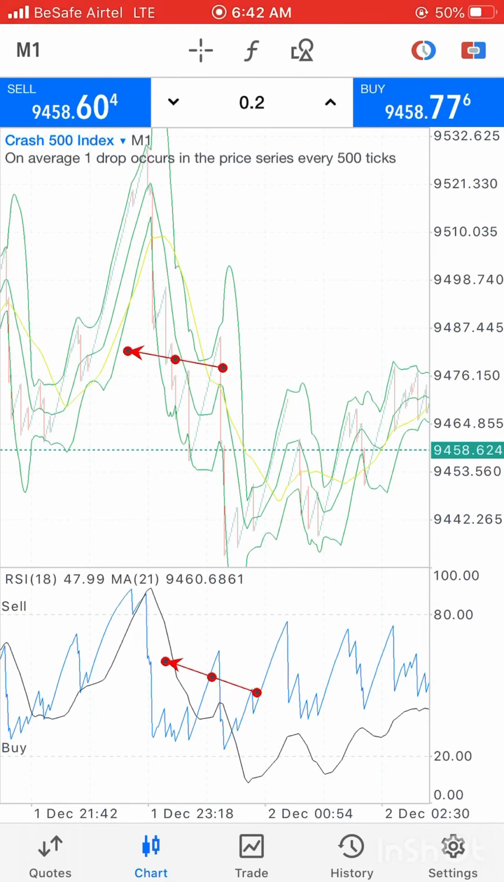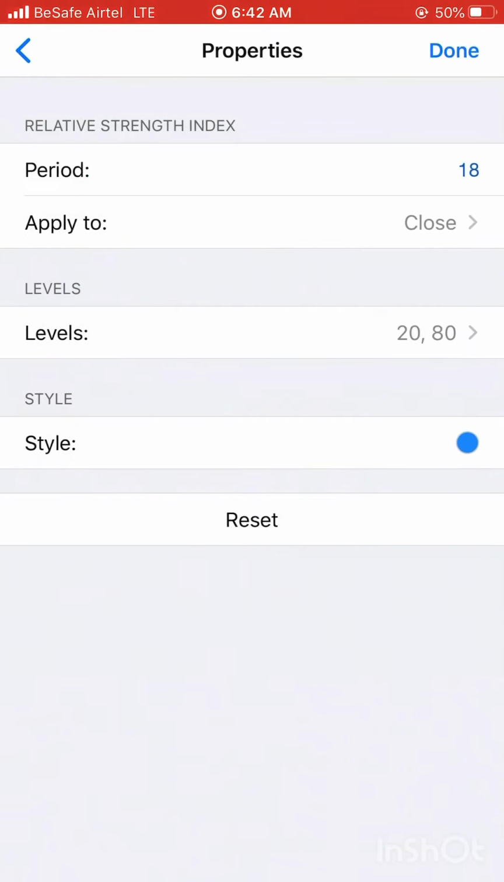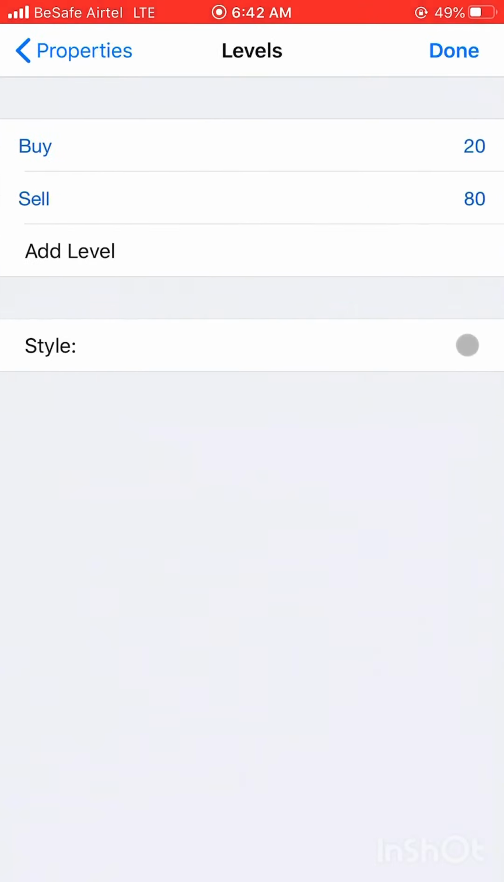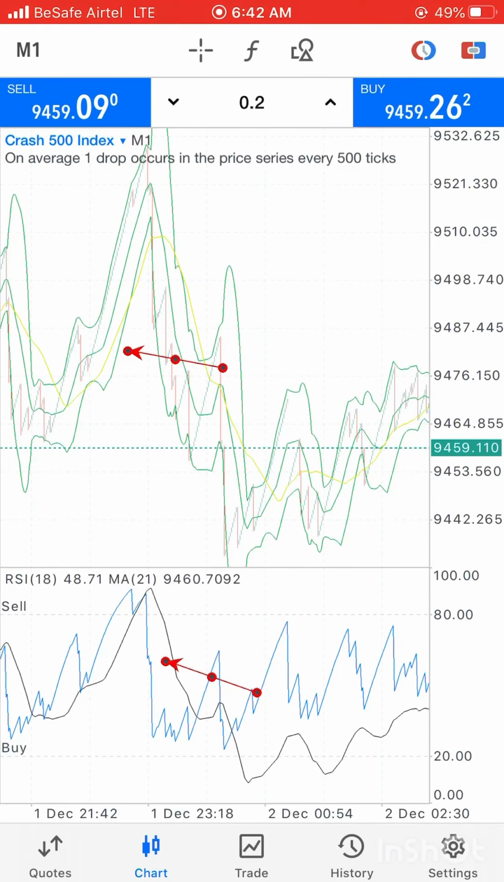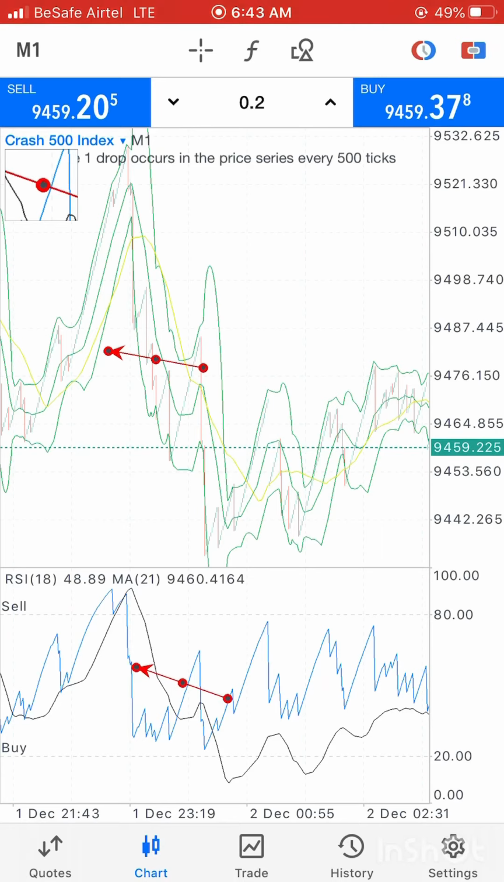Now the next to add will be on our indicators window 1, but you can add it from this main window. The next to add will be our relative strength index. Now these are the settings for the relative strength index. The period is 18, applied to close. Now the levels: buy 20, sell 80. Once you are done, you click on done. Now this comes up on this other chart down below. This is the RSI, the blue line here.